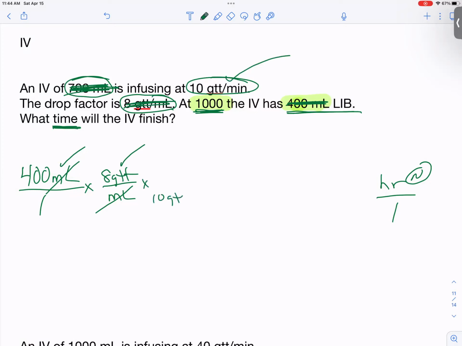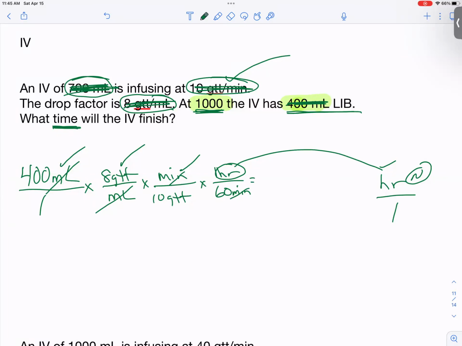10 drops per minute. I've used that. Now I have minute, have to get the hour. I know that conversion. Every hour, there's 60 minutes. Beautiful. Now I have everything in my problem to solve. So when I do the long math, and please do not round these problems until the very end, and I'll talk about it while I'm doing it.